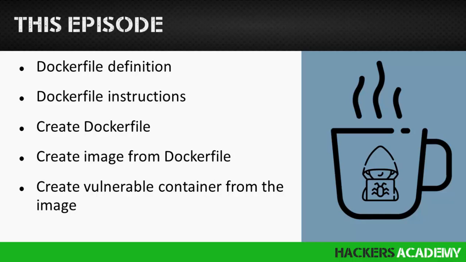We'll start by defining what Docker files are and what the instructions are that we see in these Docker files, and then we're going to be creating a Docker file ourselves. From that Docker file, we're going to be creating an image, and then from that image, we'll spin up a container that has vulnerabilities on it. And then, as always, because it is Hackers Academy, we're going to be hacking that image.